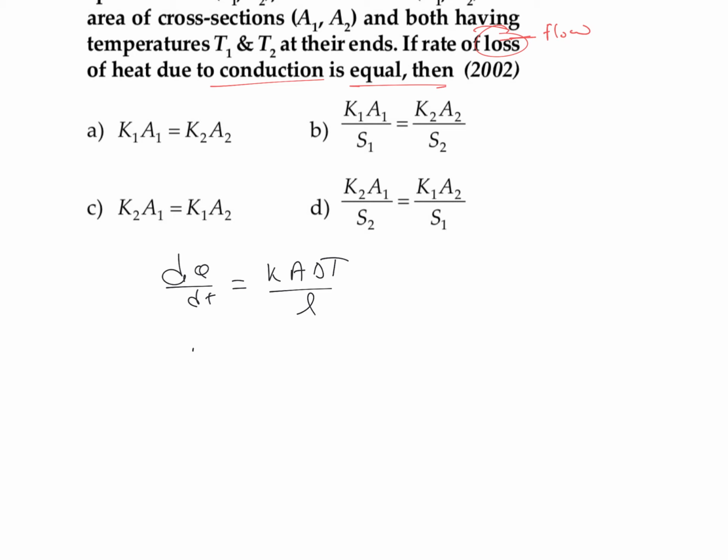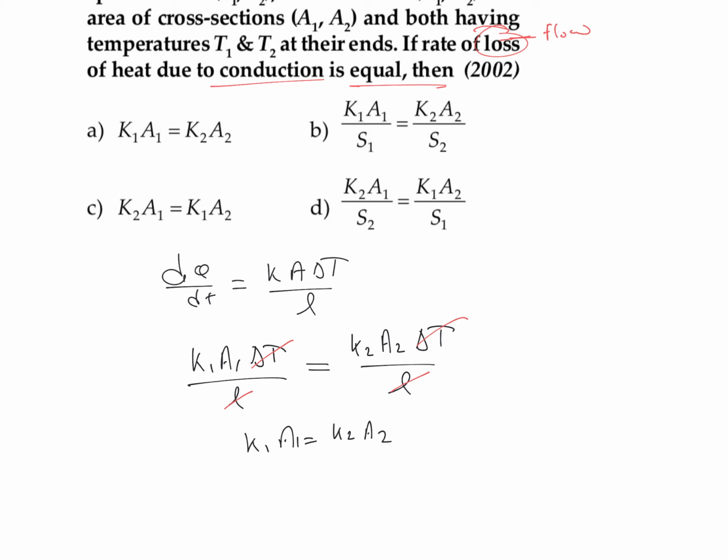So we can write it as K1 A1, and delta T is also the same. So delta T divided by length L is also given as the same, is equal to the same thing for the second object, K2 A2 delta T divided by L. So we can cancel this delta T and L. So we can say that the value of K1 A1 is equal to K2 A2. Because this heat conduction is not going to depend upon the specific heat capacity of that object, so we can write K1 A1 should be equal to K2 A2.